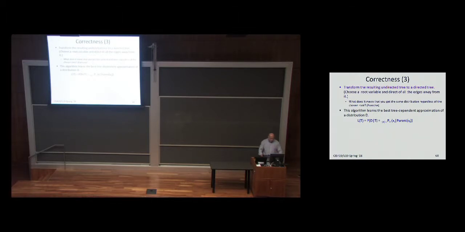Okay, so the third bullet is transforming the resulting undirected tree to a directed tree. So you have to think about what it means that irrespective of which node I've chosen, I get the same probability distribution. You should be able to think about it, define it to yourself, and write it down.